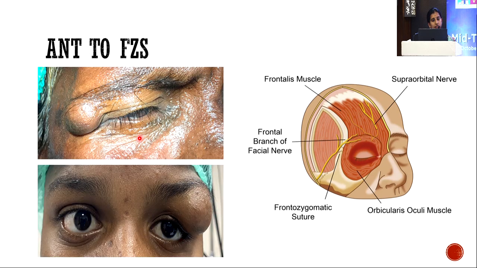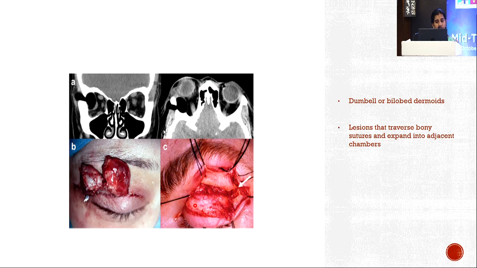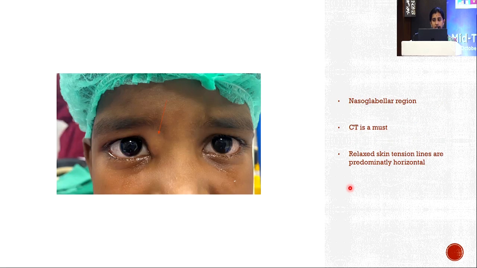Here we did an upper lid crease incision in this patient. This second patient has a recurrent lesion, where she has undergone surgery almost twice. Coming to another rare type of mass, this is a dumbbell or bilobed dermoid. These lesions traverse the bony sutures and expand into the adjacent chambers, and meticulous dissection is of utmost importance to prevent recurrence. And this is a medial lesion in the nasoglobular region.